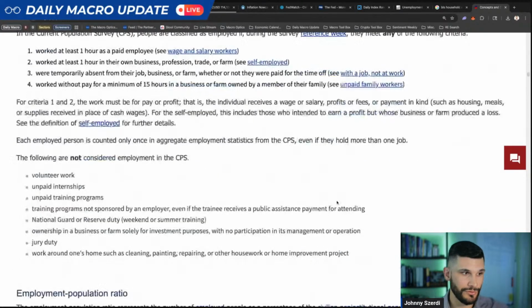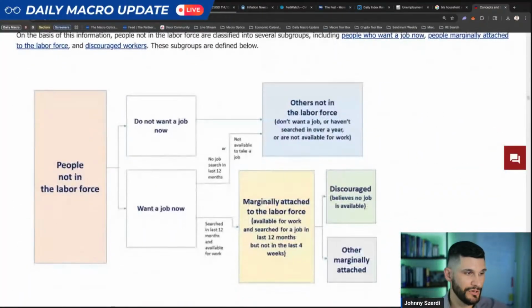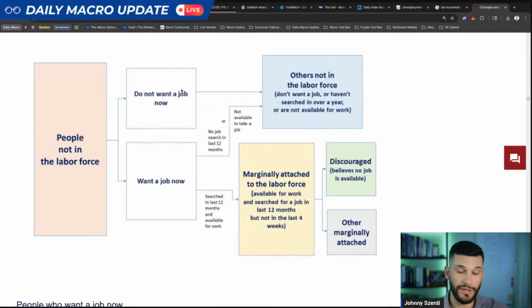If we scroll down here, you can see that people who are not in the labor force can either not want a job right now for whatever reason, which we'll get into, or they still want a job. But how can someone be not in the labor force but still want a job? Well, these are people who have been searching for available work at some point in the last 12 months, but for whatever reason, they haven't indicated in the last 4 weeks that they have been looking for work. Those people are called marginally attached to the labor force. So these are people available to work who have searched for a job sometime in the last 12 months, but not in the last 4 weeks.